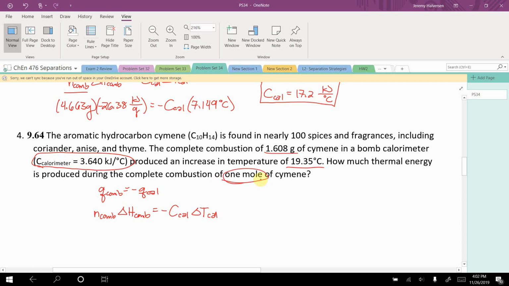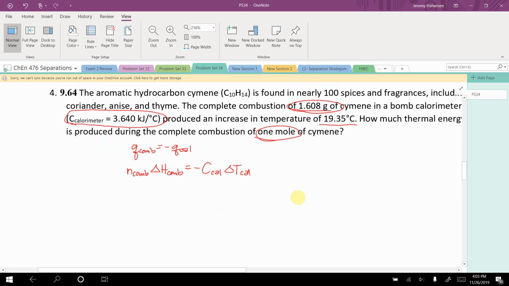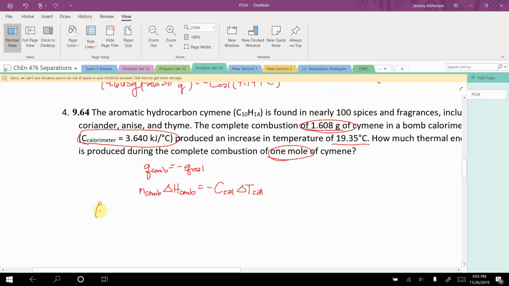Yep. Now this says 1 mole. We'll talk about that later, but that's not how much I'm burning. How much am I burning? Burning 1.608 grams. So I have my amount. I'm looking for delta H of combustion, how much thermal energy is produced during the complete combustion of 1 mole. So that's what I'm looking for. I have Ccal and I have delta Tcal.